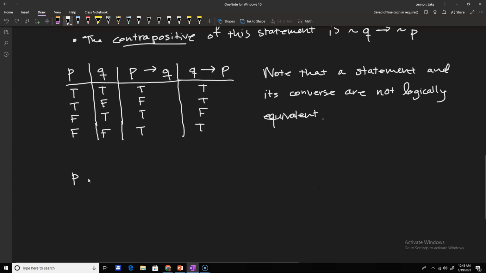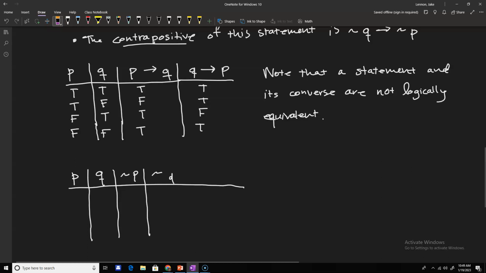So if we have P, Q, we know how P implies Q goes from above, but let's see how many columns. It kind of depends how many you want to do. We could do not P, we could do not Q, and then we could try to do the contrapositive, not Q implies not P.